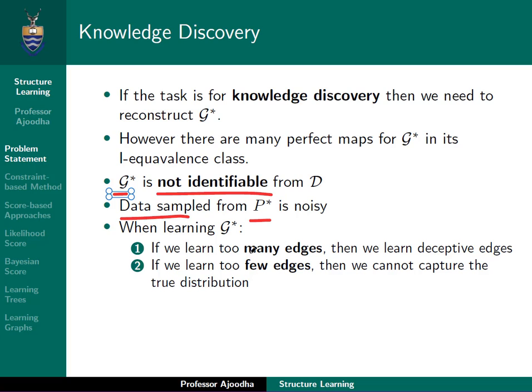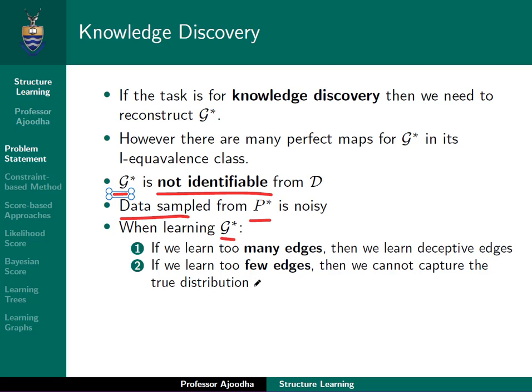Yeah, all right. So let's also talk about what kind of heuristics we need when we're learning G star. If you learn too many edges in G star, then you're learning deceptive edges. You're learning unnecessary edges. And also seeing that the graph structure needs to be acyclic, sometimes learning unnecessary edges actually blocks some more optimal independence assumptions that did manifest in P star.